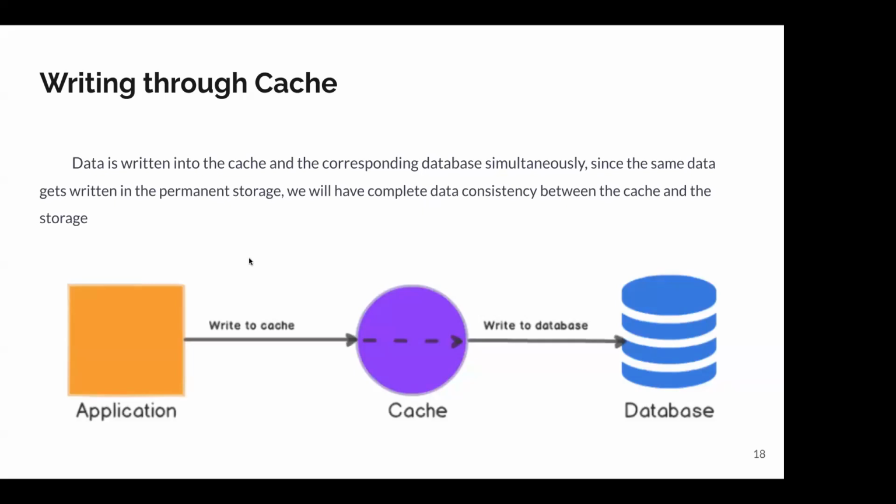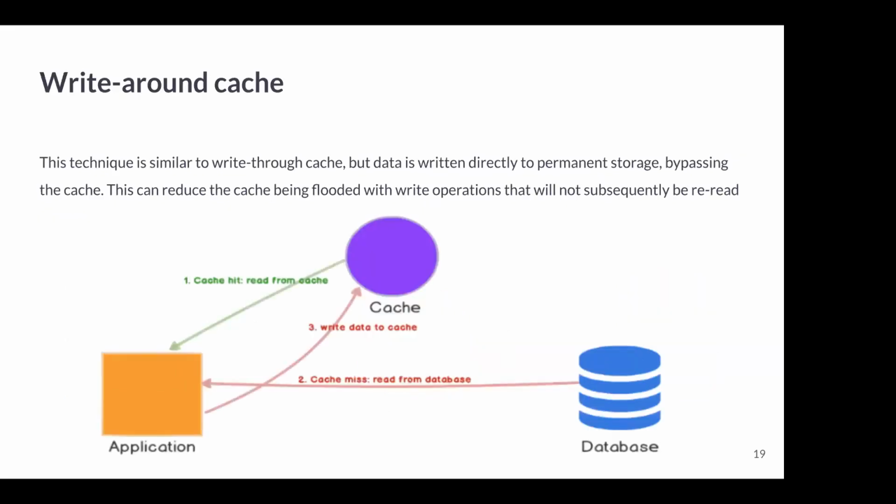Now let's see the next one. This is write-around cache. This is the most commonly used, even in the projects I have worked on. I have used this technique. Here you will be directly writing the data to the database, the permanent storage. You will not be writing it to the cache. While reading, it would first hit the cache and it will be treated as a cache miss because the data is not there. So now it would fetch it from the database, and while fetching, it would write it to the cache as well, and return the response.